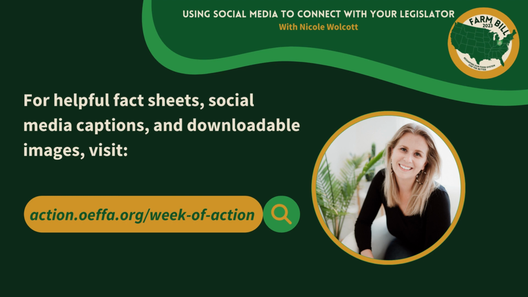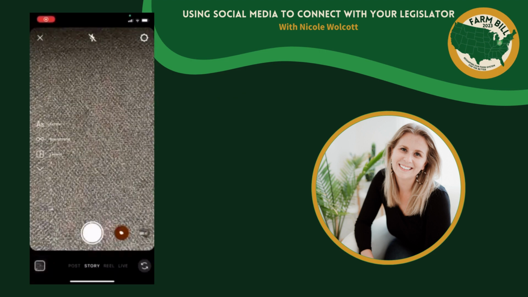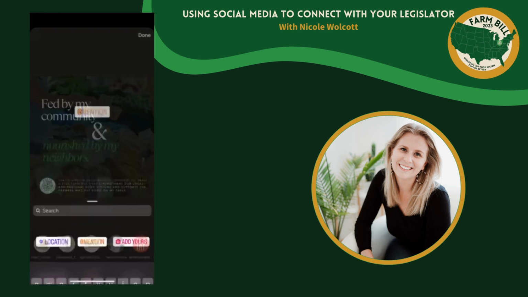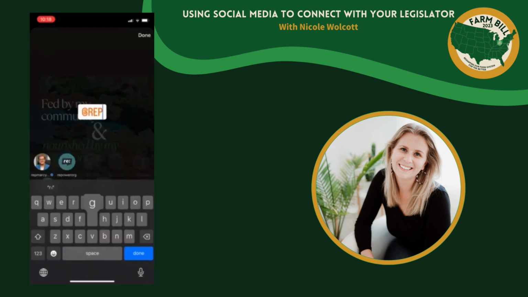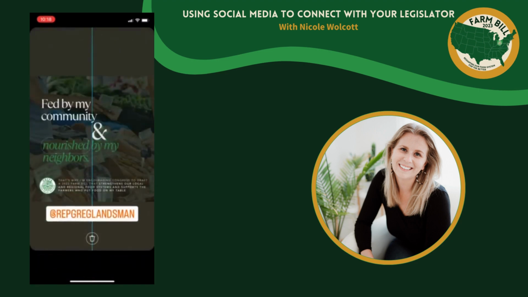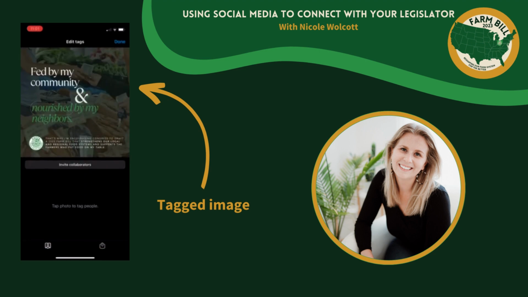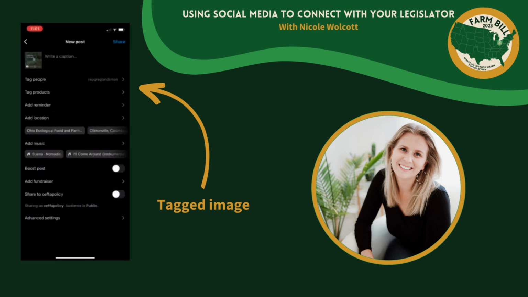Starting with Instagram, you can make a story or a post. If you need help with an image, let us know. Here I am putting in an image I am using and finding my representative with their name to mention them. For instance, my local congressperson is Representative Greg Landsman. You can also do this with the general post by tagging them in the image and your caption box.